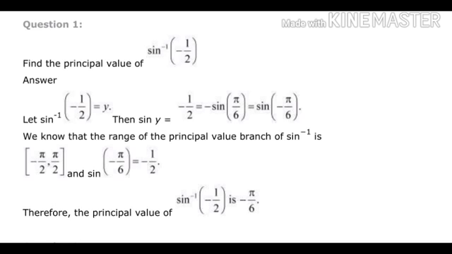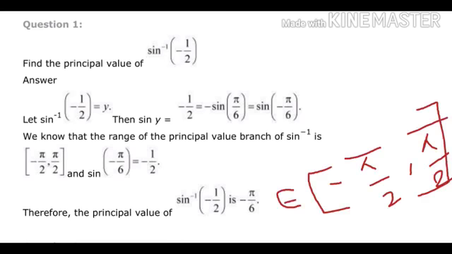We know the value of 1 by 2 in terms of sine is sine pi by 6. And if we take minus inside the bracket, it will be sine of minus pi by 6. Now we know one thing, that the range of the principal value branch of sine inverse is minus pi by 2 to plus pi by 2. And sine of minus pi by 6 is equal to minus 1 by 2. Therefore, the principal value of sine inverse minus 1 by 2 is minus pi by 6.